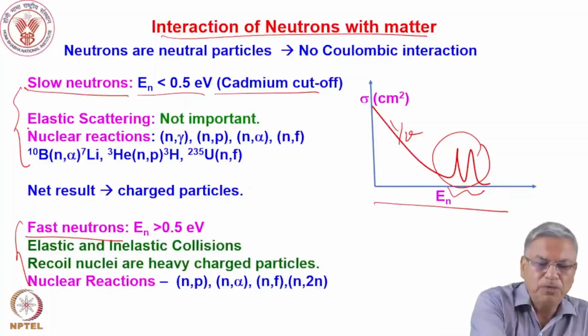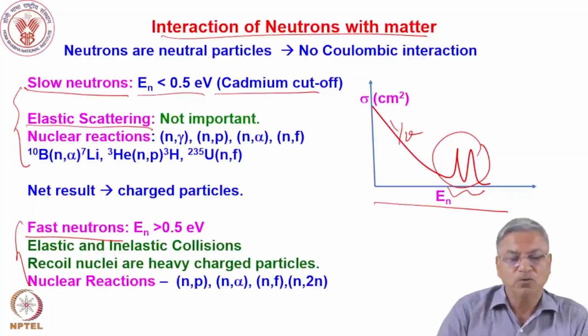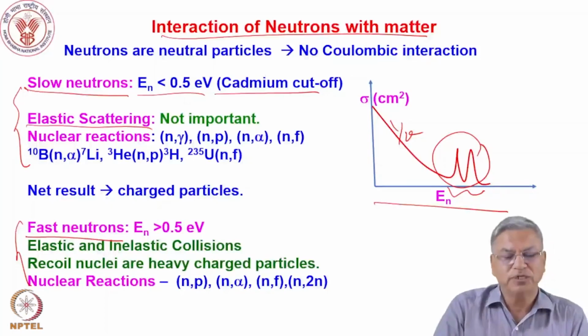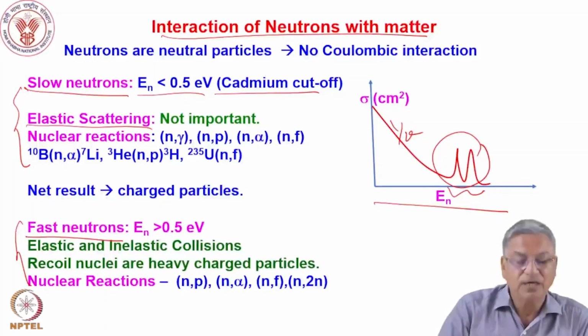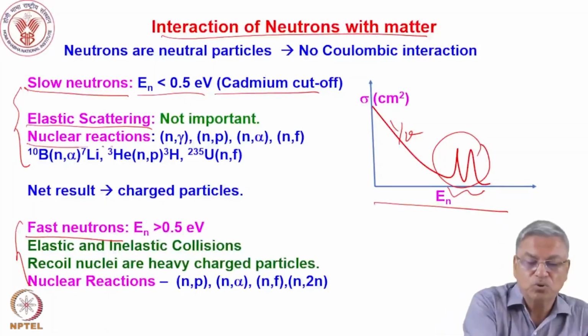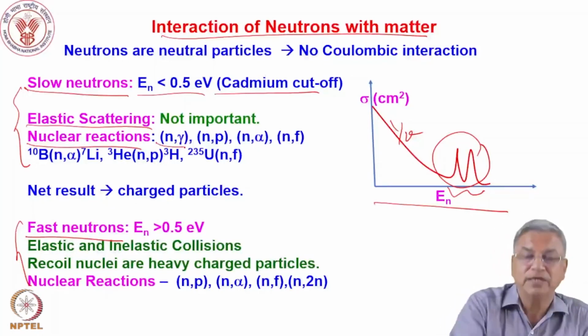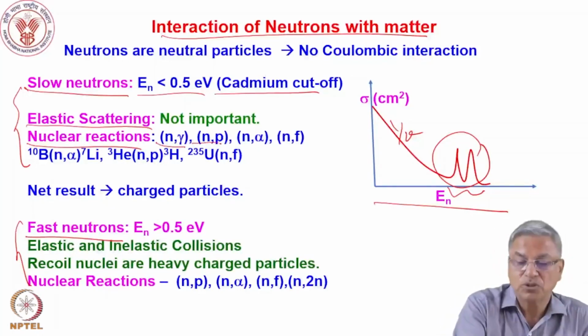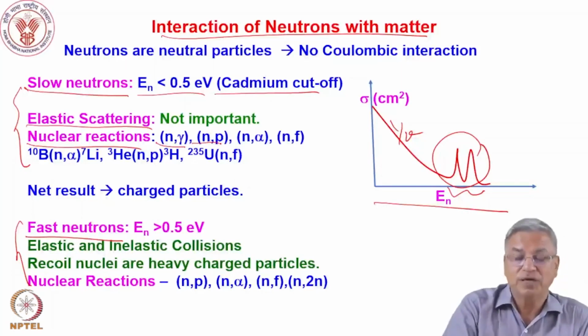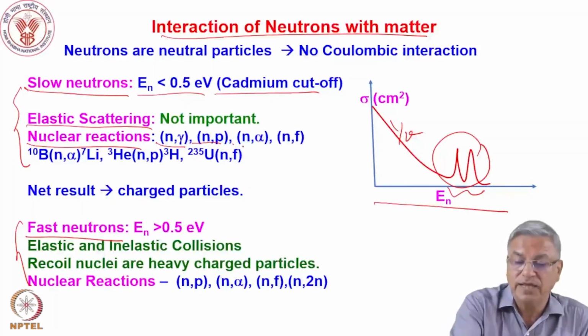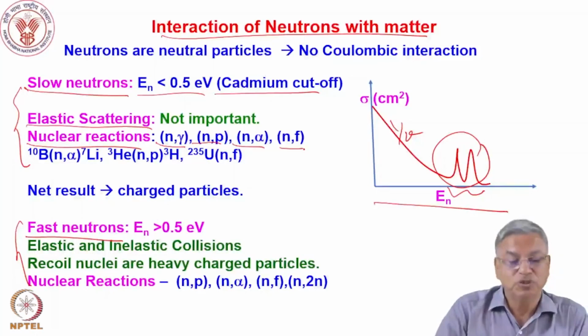So the thermal neutrons, though they will undergo elastic scattering, that is not important from the point of view of detecting the neutrons. The slow neutrons will predominantly undergo nuclear reactions. It can be neutron capture and gamma. It can be a neutron-induced reaction, proton emission, followed by preceded by neutron capture, N alpha, or neutron-induced fission.